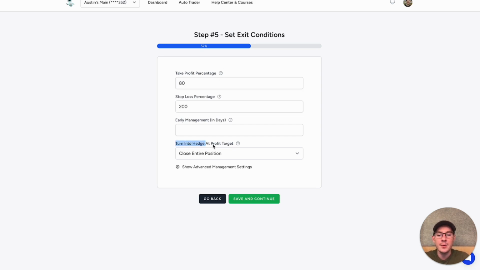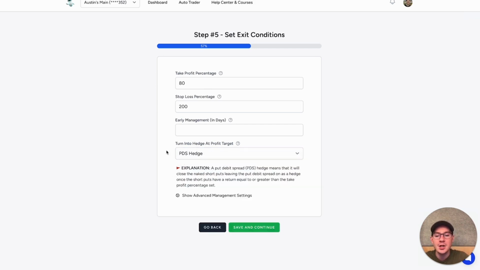And then also here, because this was built for 1-1-2 traders, you can automatically have it turn it into a hedge once your take profit is hit. So you don't have to worry about doing it manually and which strikes and whatever else. You just say, hey, I want to turn it into a put debit spread hedge once my profit is hit. That means once my 2 short puts have hit a profit of 80%, it's going to close them and leave on the put debit spread hedge.